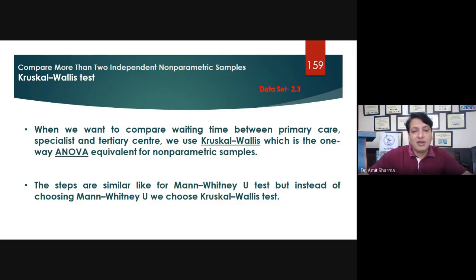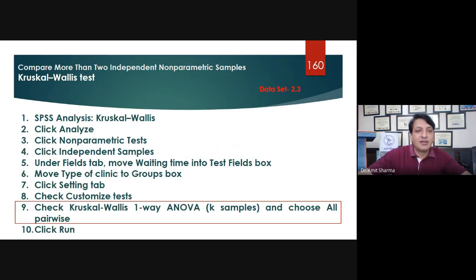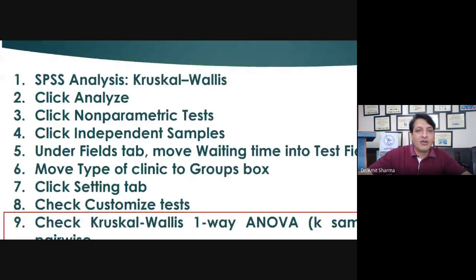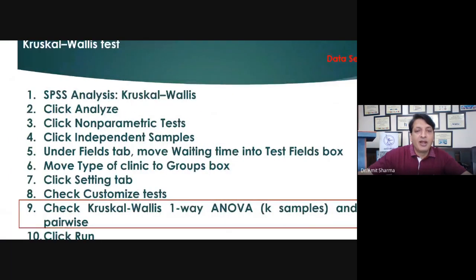So the steps are similar to the Mann-Whitney test, which we have done today itself. But instead of choosing Mann-Whitney in the field tab or in the setting, you have to choose the option called Kruskal-Wallis test. So how to do it? These are the steps for the Kruskal-Wallis: click on analyze, then non-parametric, then independent samples is the command. Go to the field tab. Under the field tab, move the waiting time into test field, and under the groups, instead of clinic, add labels, because labels we are going to use for the Kruskal-Wallis.